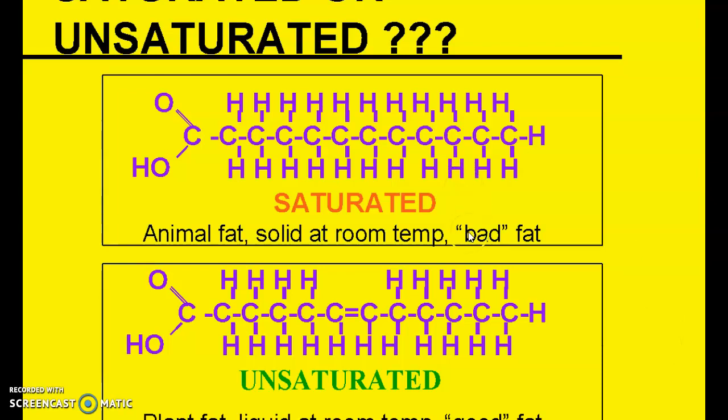Now let's look at this. You hear about this saturated or unsaturated. Which one is it? Well, saturated has all single bonds. So that makes it solid at room temperature. It's a little stronger, so it holds together. Now, unsaturated is liquid at room temperature, and it has this double bond. So that makes it easier to break, so it doesn't harden up, and it's a liquid.